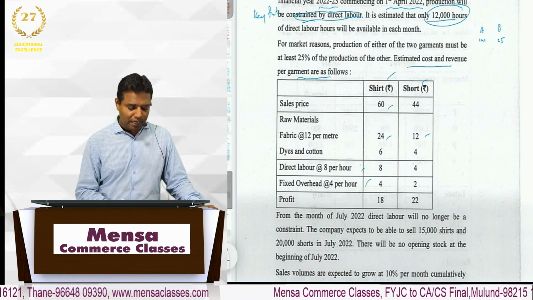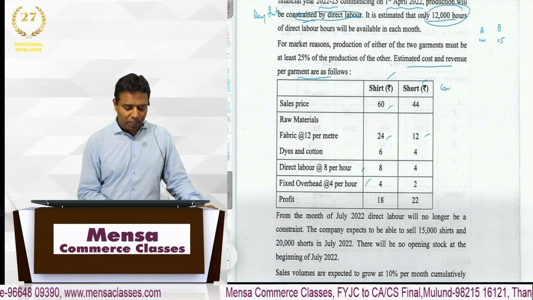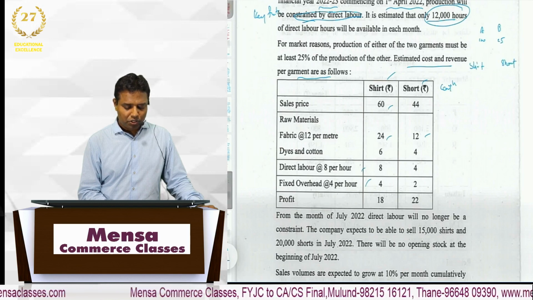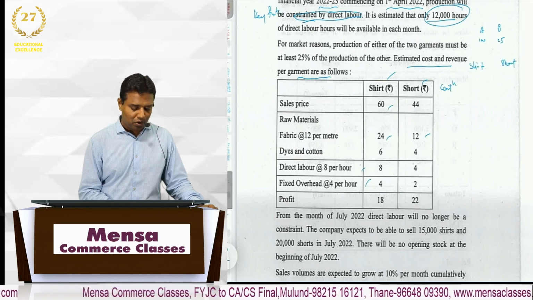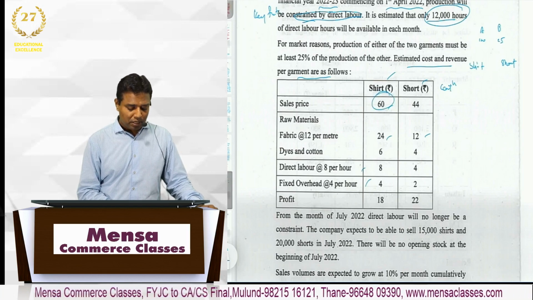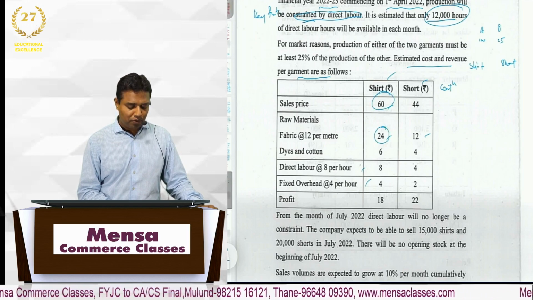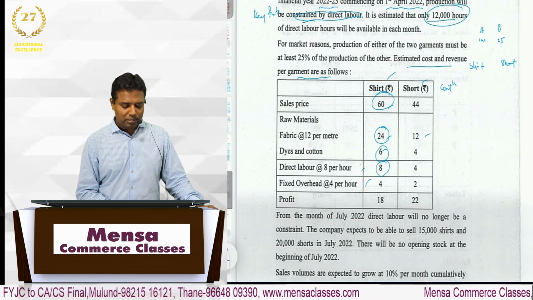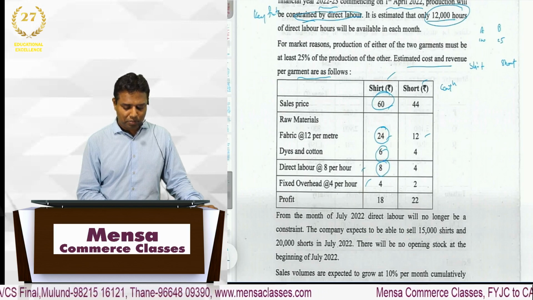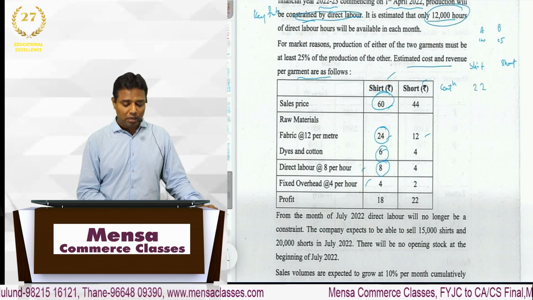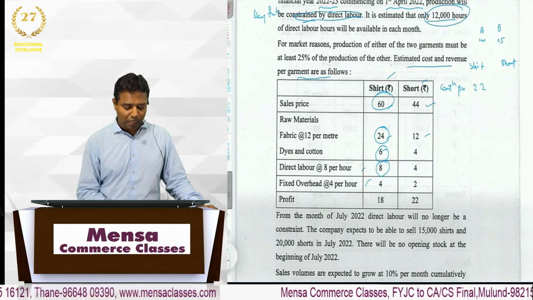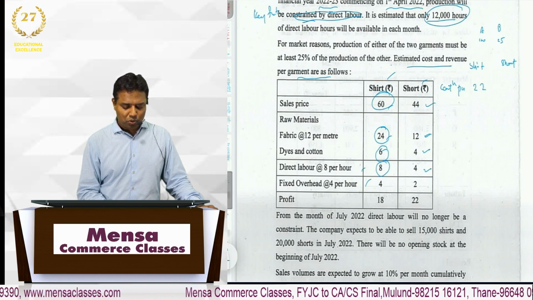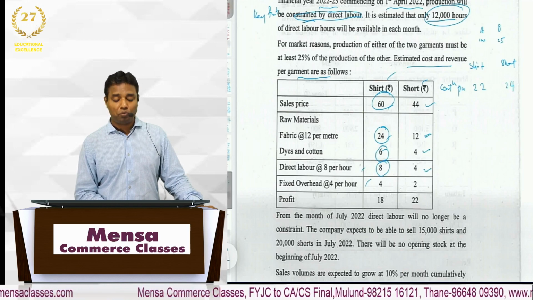Okay, so let's get the contribution per unit for shirt and for short. How do I get the contribution? 60 is the selling price. So 60 minus 24 minus 6 minus 8. So that is 30, 38. So 60 minus 38, 22 rupees is the contribution per unit. For short, 44 minus 12 minus 4 minus 4. That is 20 rupees. So 24 rupees is the contribution per unit for short.